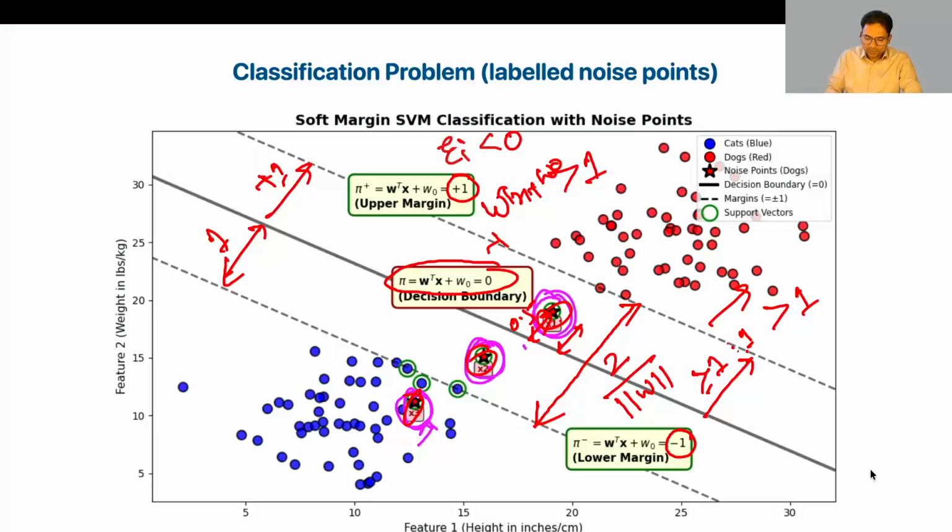Okay, so for all these points the error term will be negative, because it is 1 minus the label times this. So this is 1 minus some greater-than-1 term, so for these the error term will be negative. For all these negative values, I make it 0.